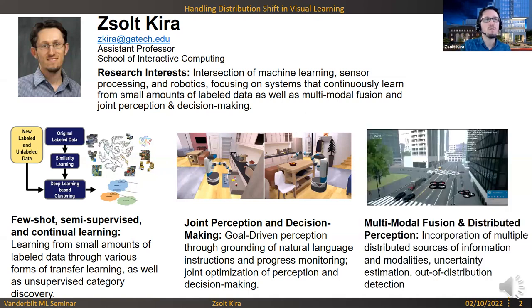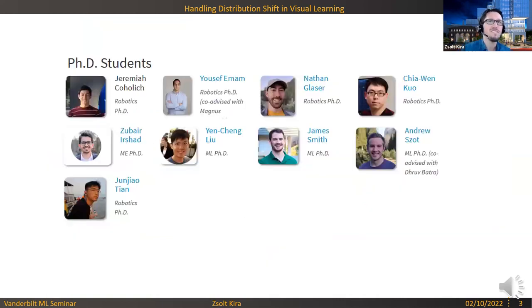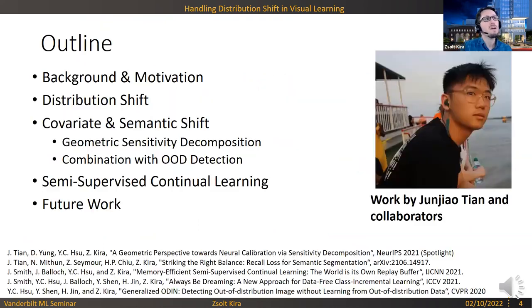And we also do a little bit more robotics work looking at multimodal fusion and distributed perception. Of course, all work is done by my awesome PhD students, so I'd like to acknowledge them here, and I'll point out specific ones that have done the work that I'll be talking about today. So Junjiao Tian specifically, and collaboration with Samsung and other groups have led to the works that I'll be presenting, including James Smith, who's been doing a lot of the continual learning work.